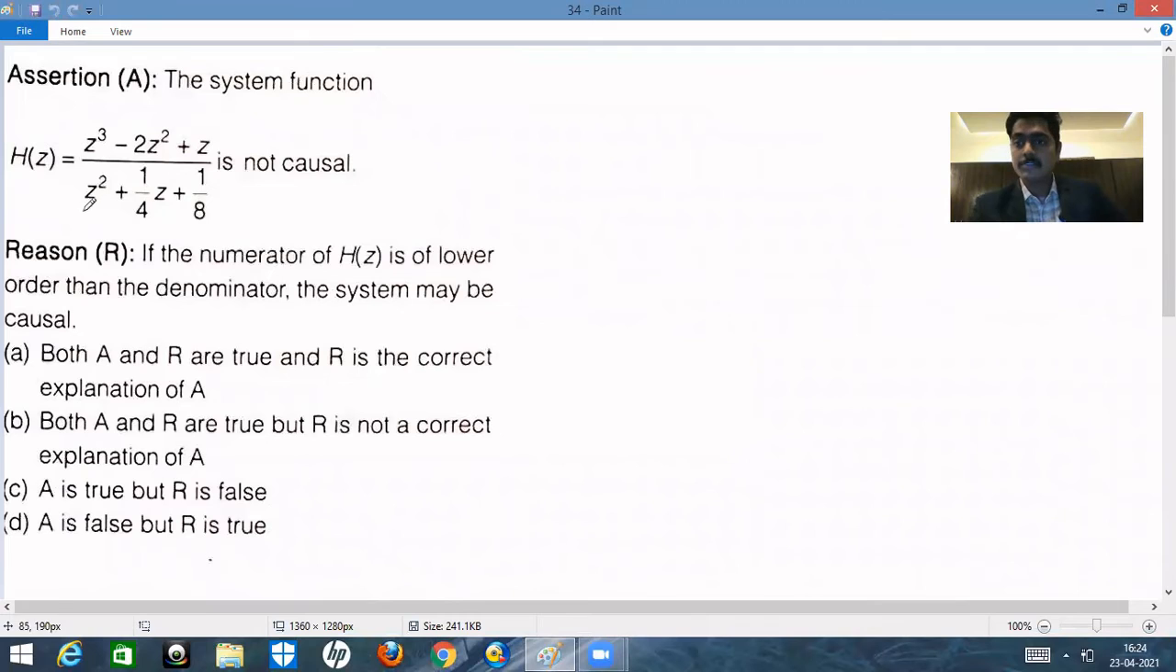So the system function H of z is equal to z cube minus 2z square plus z by z square plus 1 by 4 into z plus 1 by 8.